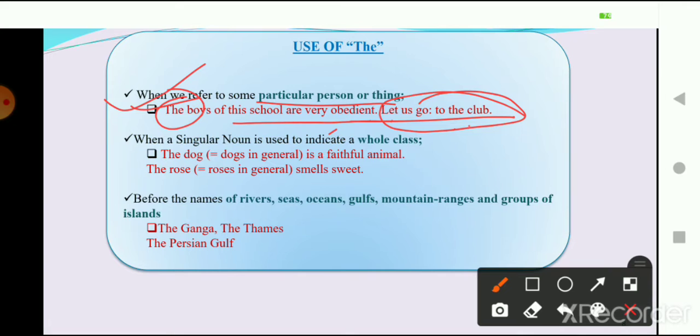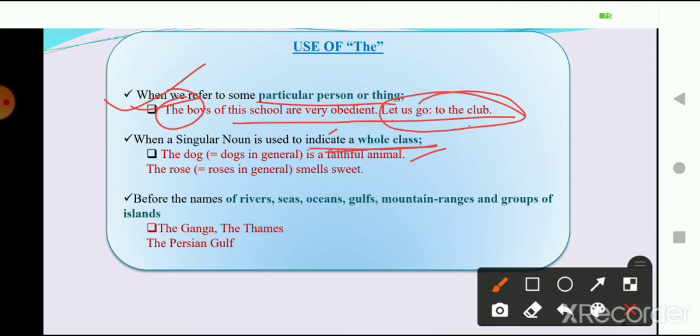Okay. Next, let's see. When a singular noun is used to indicate a whole class. Let's understand this with an example. If we say that the dog is a faithful animal, we know that we are not talking about a particular dog, right? In general we are saying that dogs are animals which are very faithful. So when we use a singular noun to refer to the whole class, then we use the article the before it.